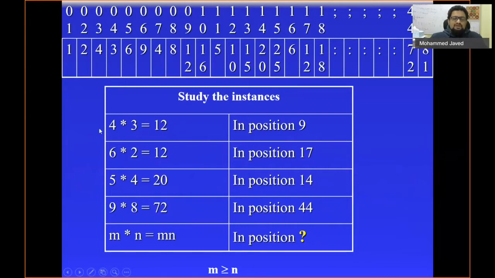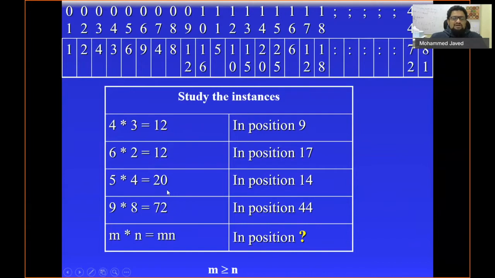So for example, now let us try to develop some instances here. For example, 4 into 3, right? For the table of 4, 4 into 3 is 12. So this 12 is in what position? This is in the position 9, right? Suppose let us take that this is m, this is n. So 4 into 3 is 12, it is in the position of 9. 6 into 2 is 12, the answer is 12, it is in the position 7. 5 into 4 is 20, it is in the position 14.